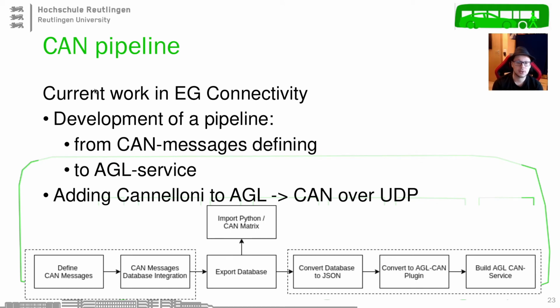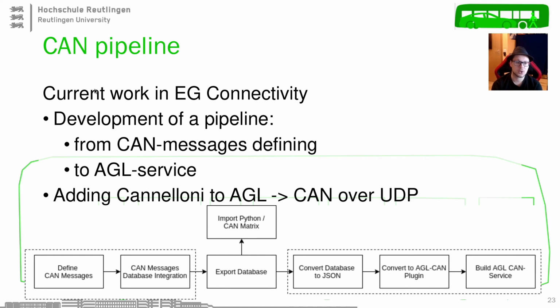What we are doing on the CAN side, it's the CAN pipeline. It's current work we are doing in the AGL EG connectivity, and there we develop a pipeline where we can define CAN messages and use them in the AGL service. That is a tool we want to have for the students, so that we easily can create new CAN devices and then make them on Arduino, define the CAN messages and then use them in 10 minutes in AGL.